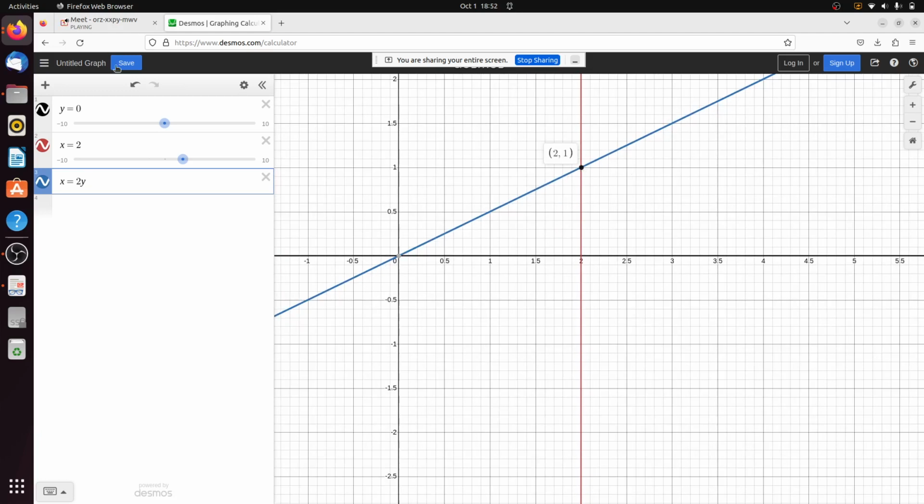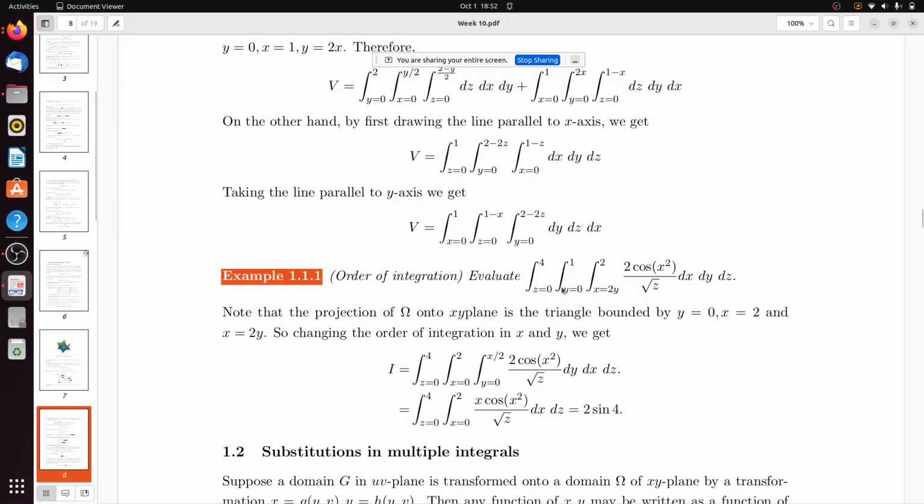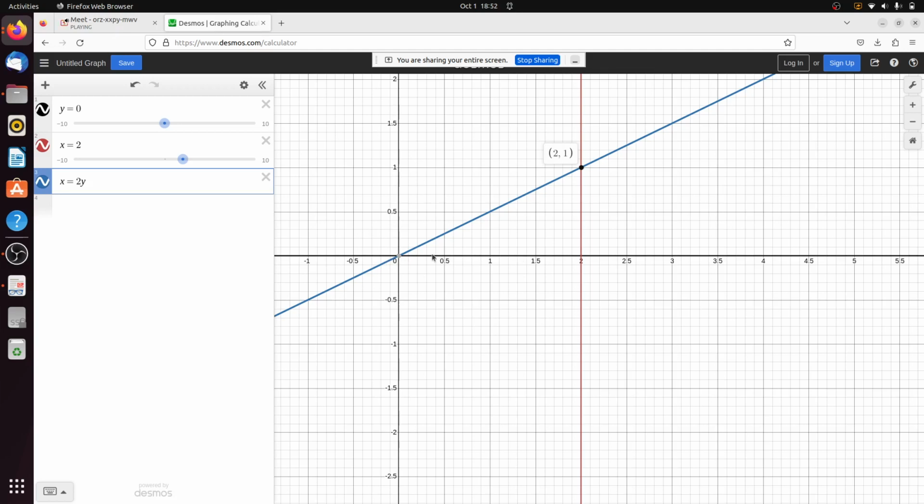Now see, if you just integrate in the following order, that y varies from 0 to 1 and x varies from 2y to 2, then the integration will be difficult to handle.